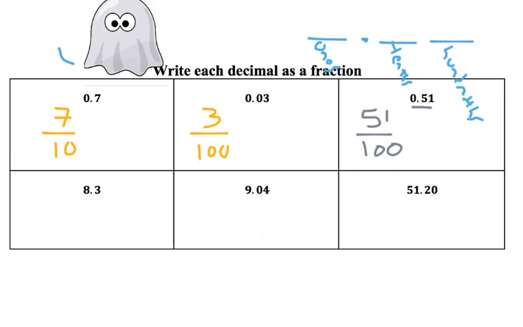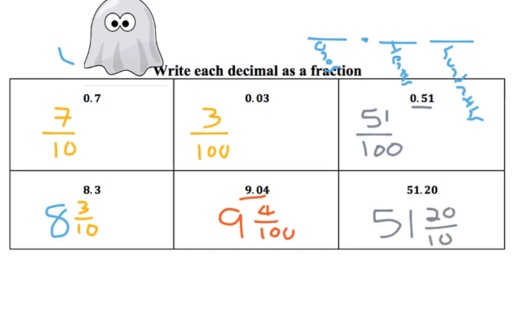For this one, we have an 8 in the ones place, so that's just like 8 wholes. And I know this is going to be a mixed number because we have a whole number and a fractional part. The 0.3 is 3/10. Same thing here, this decimal is going to turn into a mixed number. We have a 9 in the ones place, and then we have 4/100. And finally, for the last one, we have 51 wholes and 20/100.